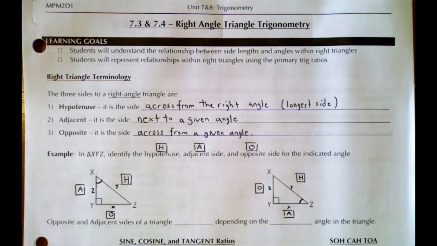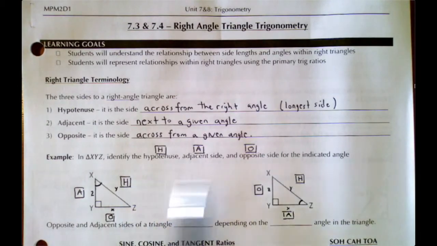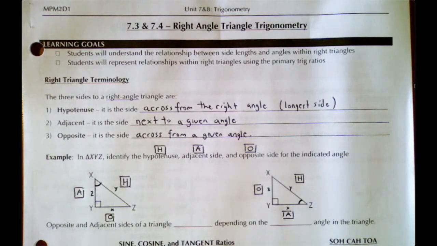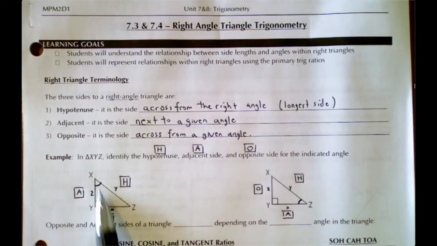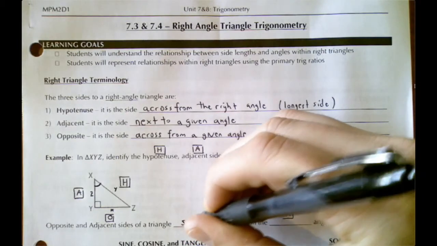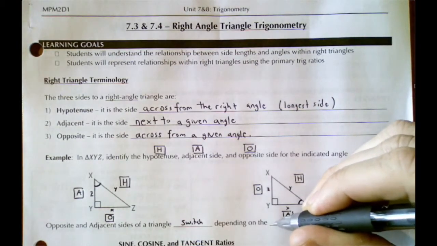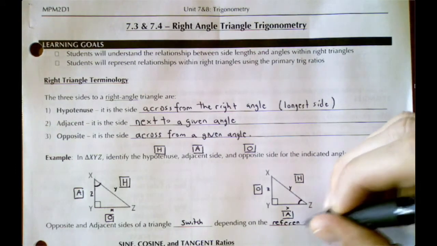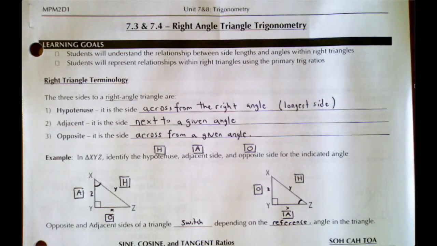And if you look, H stayed the same. The hypotenuse didn't change. It was always the one across from the 90. What did change is O and A. Opposite is always across from your angle of reference. Angle of reference, opposite. The leftover side is the adjacent side. So depending on what angle you're referring to, the way you label the triangle changes. The opposite and adjacent sides of a triangle will switch depending on the reference angle.